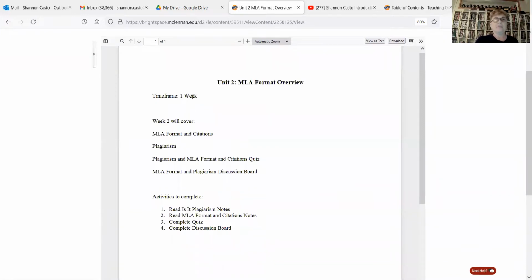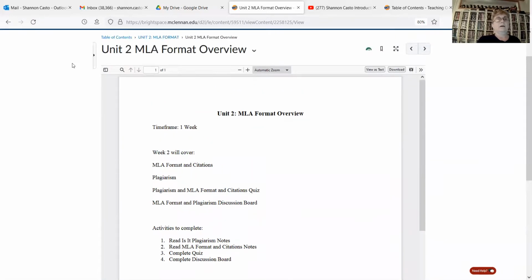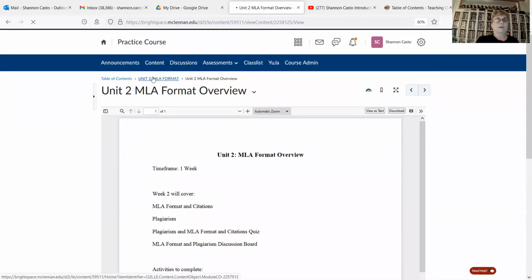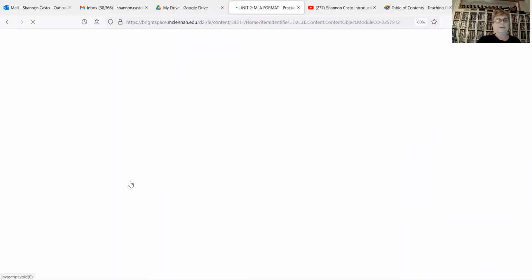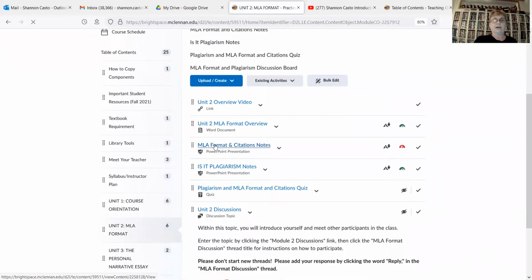Okay, so it has time frame again, 1 week, what we'll cover, and activities to complete, which is read the notes, complete the quiz, and complete the discussion board. Okay. Under that, we have the actual notes. So here we have a PowerPoint presentation, which is MLA format and citation notes. Then plagiarism notes, which is another PowerPoint.